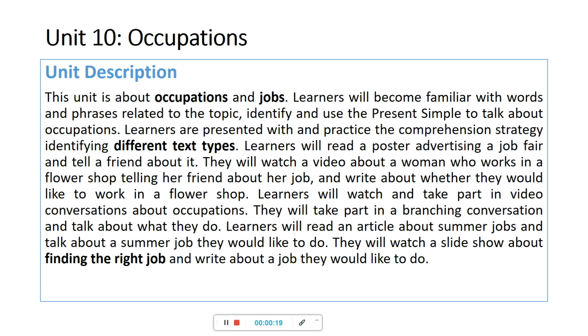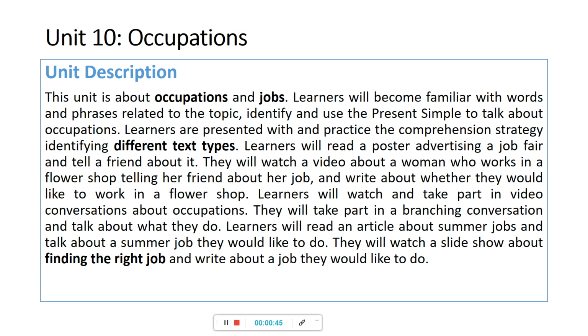la misma. Unit Description. This unit is about occupations and jobs. Learners will become familiar with words and phrases related to the topic. Identify and use the present simple to talk about occupations. Learners are presented with and practice the comprehension strategy identifying different text types. Learners will read a poster advertising a job fair and tell a friend about it.